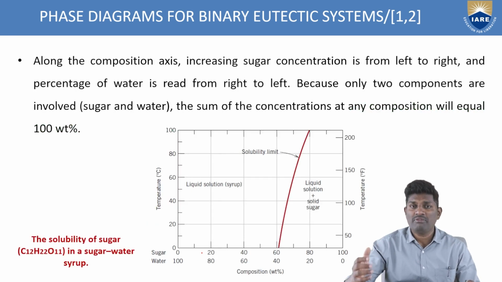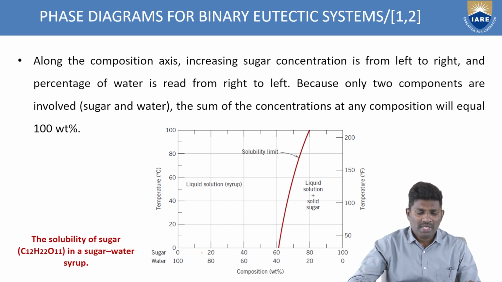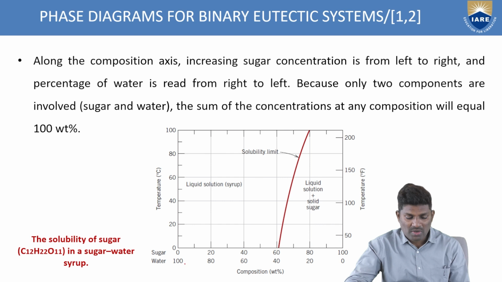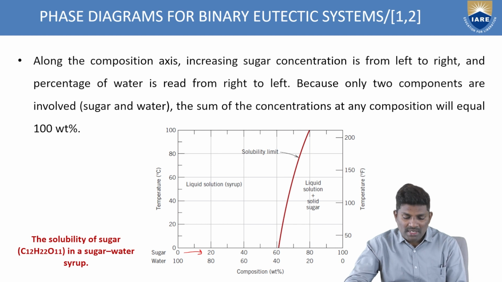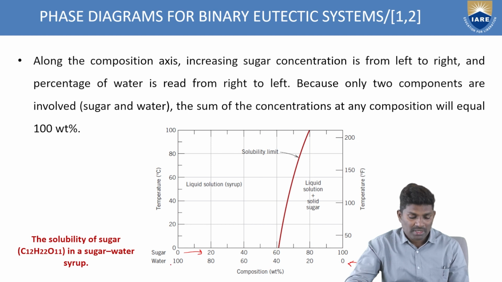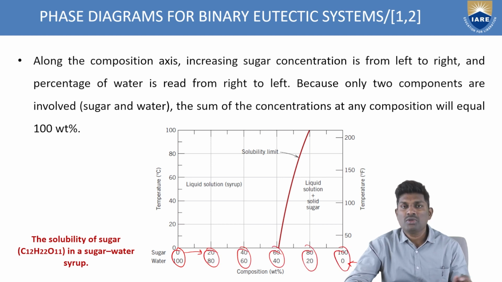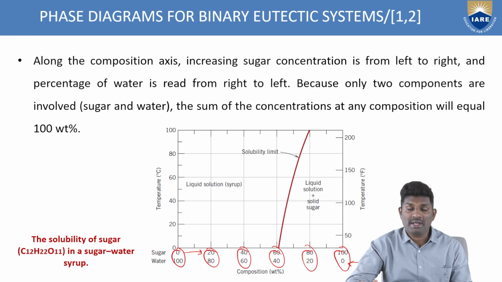Now if you plot the phase diagram, along the composition axis we increase the sugar concentration. Along the x-axis we start with 0 of sugar and slowly increase the sugar concentration from 0 to 100. In the similar way, in the reverse direction, we are adding the water from 0 increasing to 100. Wherever you see, the total weight percentage of the water as well as the sugar should be 100. That's why you start with 0 of sugar and 100% of water at the initial state.